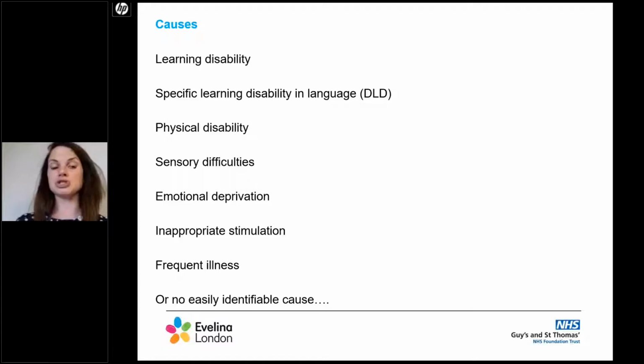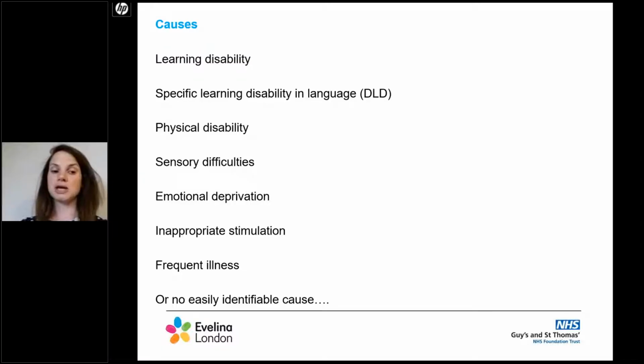So some children that we see with speech and language difficulties have more general or global learning disabilities, and their speech and language skills might be in line with some of their other developmental skills. We have some children who have a specific learning disability in language, so that's called developmental language disorder, or DLD, which I'll talk again about later. Some children might have speech and language difficulties related to a physical disability. So an example of that might be something like cerebral palsy, where the actual muscular difficulties might impact on a young person's ability to formulate speech.